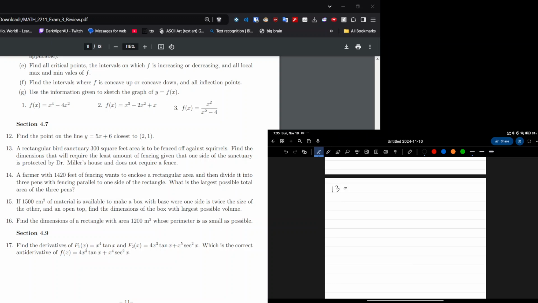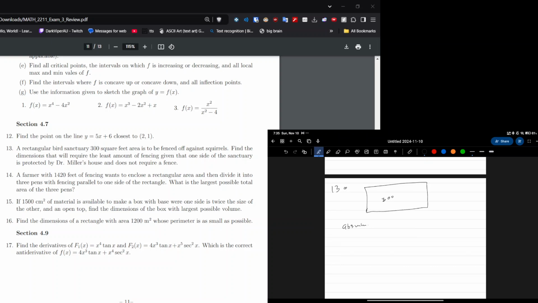The first thing would be to draw the diagram. The sanctuary is 300 square feet in area, so I've been given the area as 300 square feet. Now, find the dimensions that will require the least amount of fencing. So I have to find the absolute minimum of something.